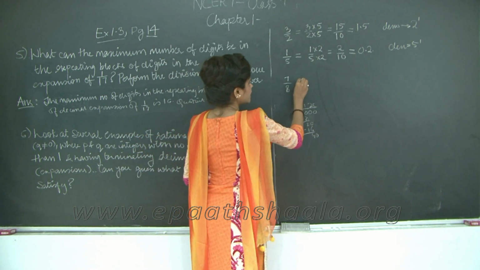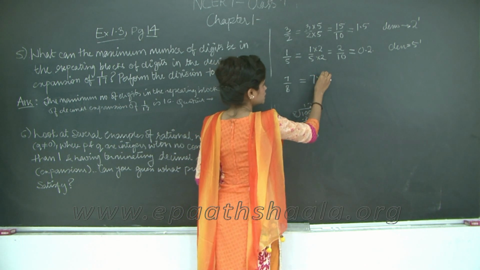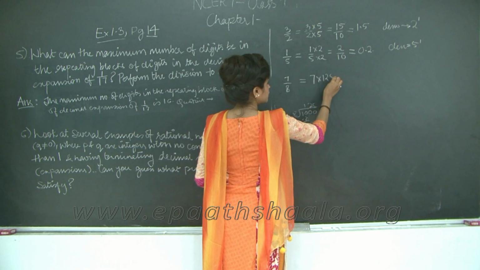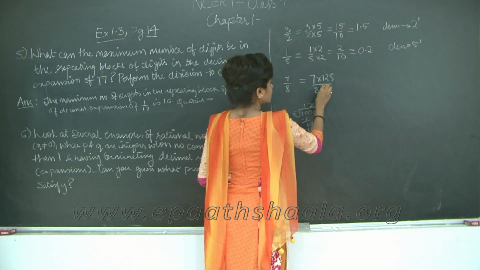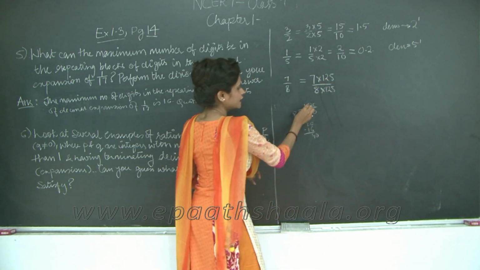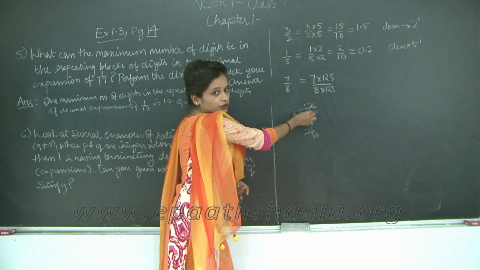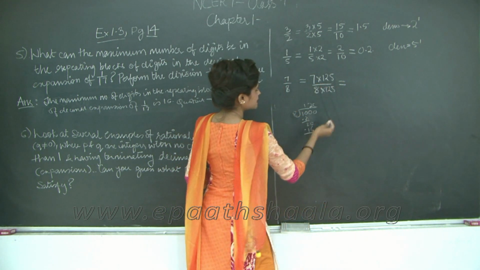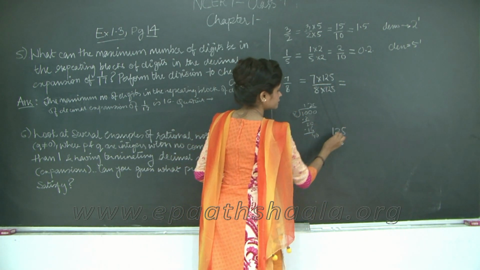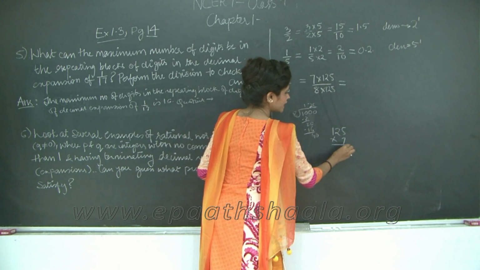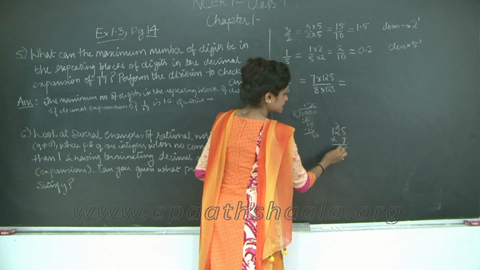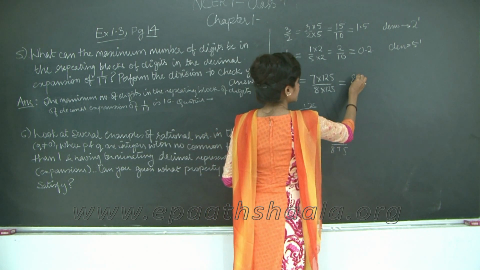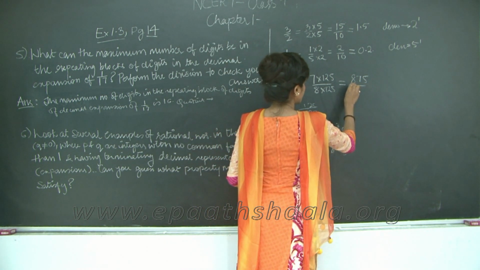Okay. So I am going to rewrite this as 7 into 125 upon 8 into 125, right? Because 8 into 125 is going to give me 1000, not 8 into 1000. That's why not 1000 but 125. So let's calculate 7 into 125. 7 5s are 35, 7 2s are 14, 15, 16, 17, 7 1s are 7, 8. So I get 875 upon 1000.